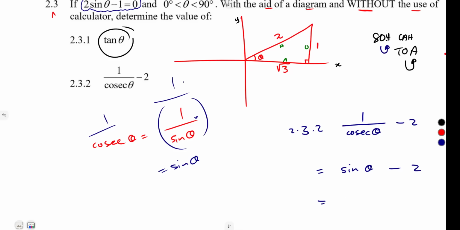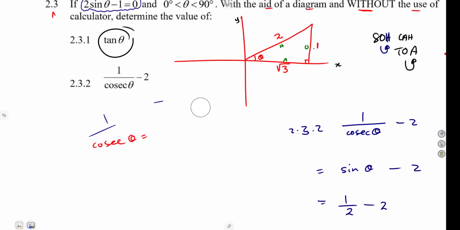Sine is opposite over hypotenuse from the SOHCAHTOA, opposite over what? Hypotenuse. So our opposite is 1, hypotenuse is 2, or the y value over the hypotenuse, which is our r, right? So that's it. Or just simply 1 over 2, opposite over hypotenuse. So that's 1 over 2 that you're going to have from there, minus what? Minus 2. The minus 2 is already part of what you're given. So simply subtract that. All right.